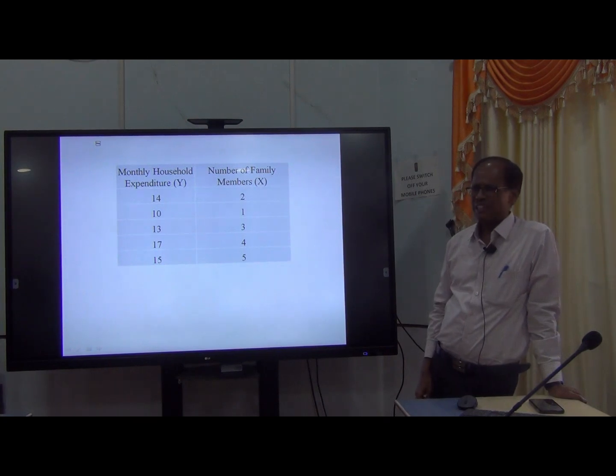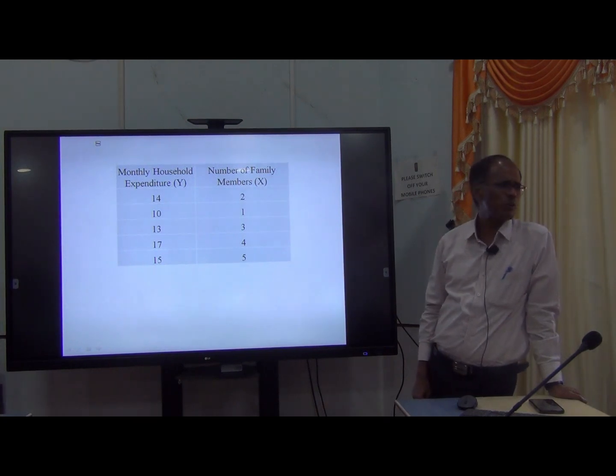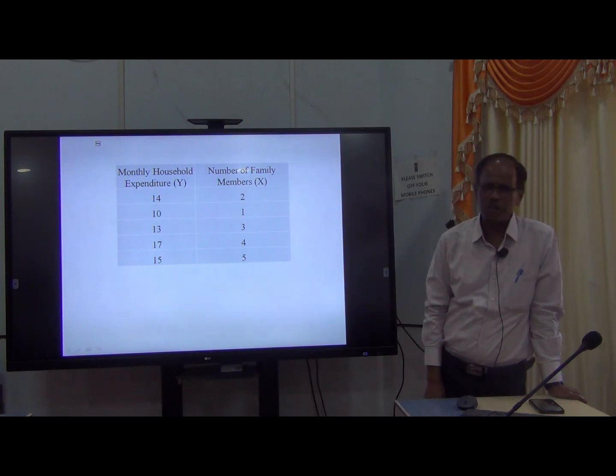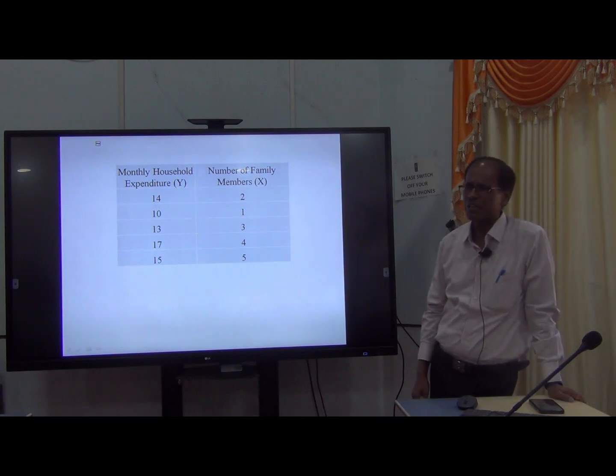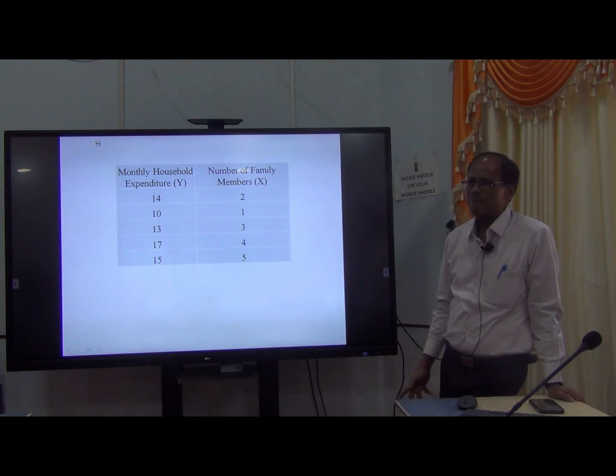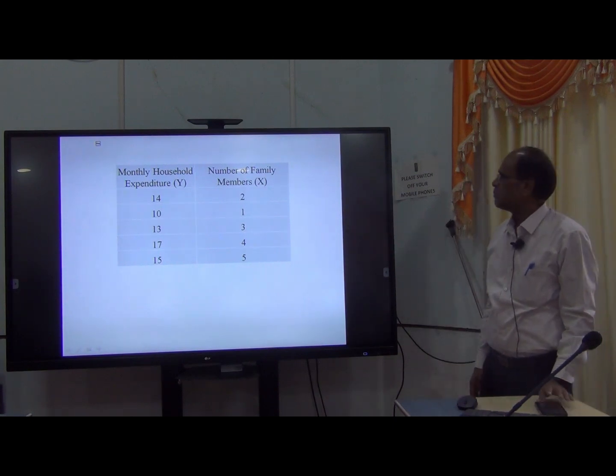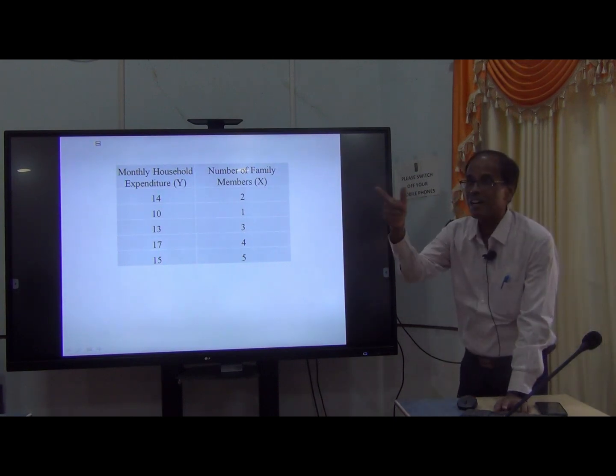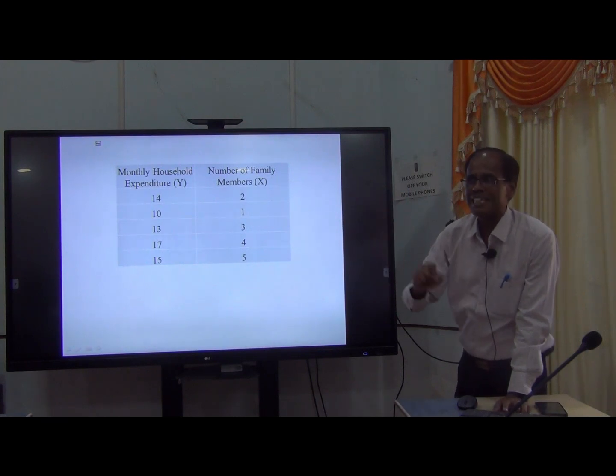Obviously, monthly household expenditure is a function of how many people are there in your house. The more people you have in your house, the more expenditure there will be. And we have an independent variable. The focus here is just on how to use the t-test.